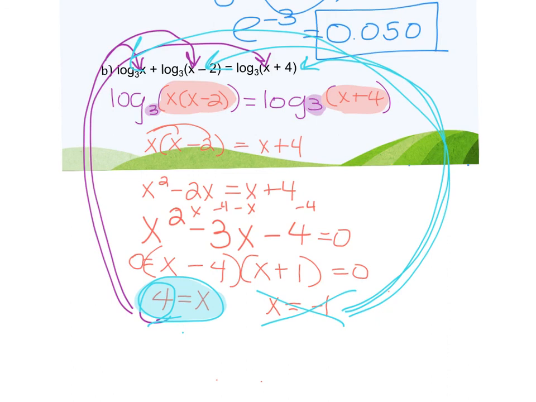How come you had to condense it before you were able to take it out? Because the one-to-one property only says that if the bases on either side are the same, then I can get rid of the logs and use what's left. If you just eliminate the logs, you've got an addition problem there instead of a multiplication. And it's wrong. You have to condense it first.